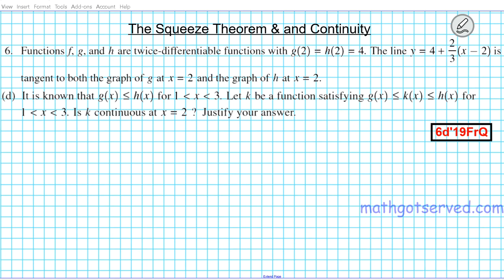Alrighty, let's take a look at question number 6D. And in this part, we're going to be using the squeeze theorem and continuity to find out if a function is continuous at a specific x value. Okay, so 6D reads, it is known that g of x is less than or equal to h of x for 1 less than x less than 3. Let k be a function satisfying g of x is less than or equal to k of x less than or equal to h of x for 1 is less than x less than 3. Is k continuous at x equals 2?